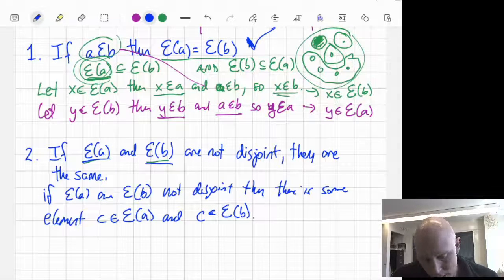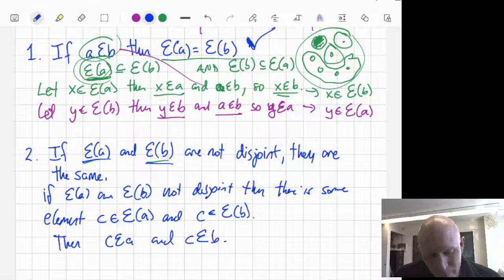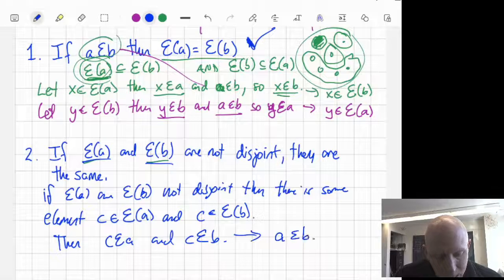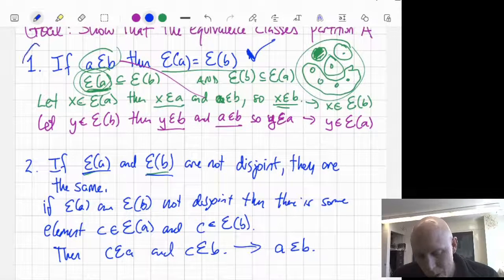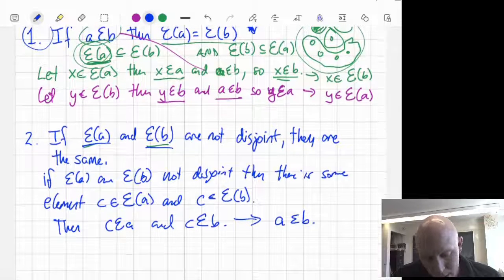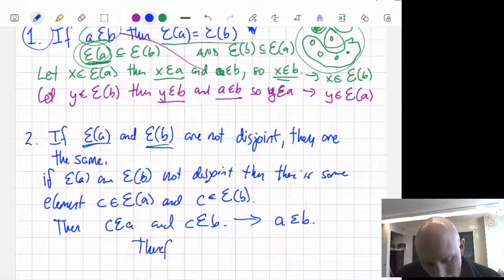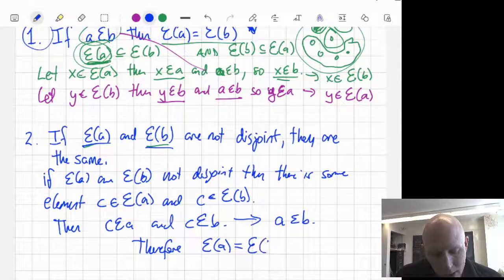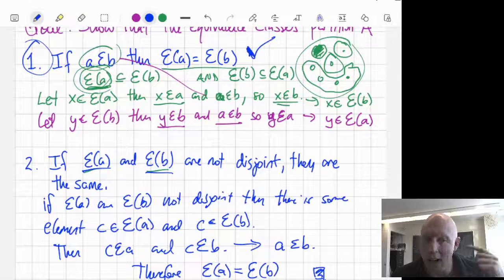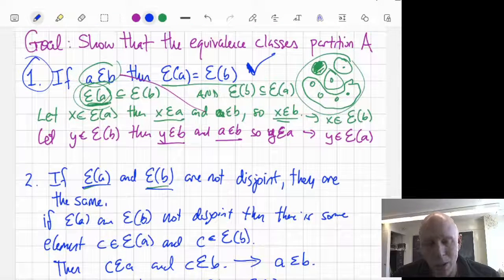Okay, well, what does that mean? Then C is equivalent to A, and C is equivalent to B. Again, by transitivity, this means that A is equivalent to B, and now we can use our point from before to say, therefore, the equivalence class of A is equal to the equivalence class of B, and that's what we needed to show. So that's saying that every element is in one and only one equivalence class, so they partition the whole set.